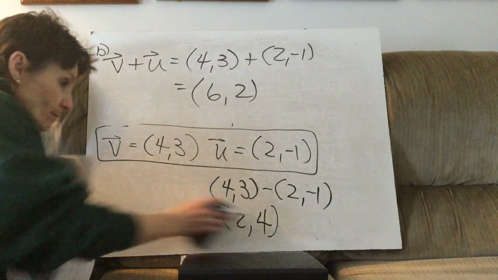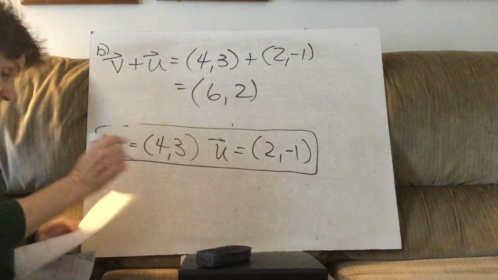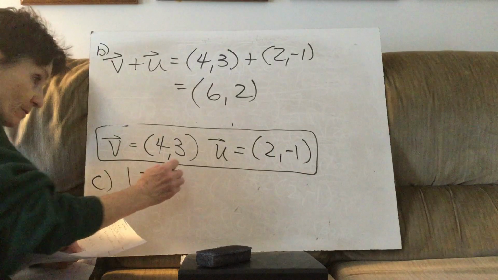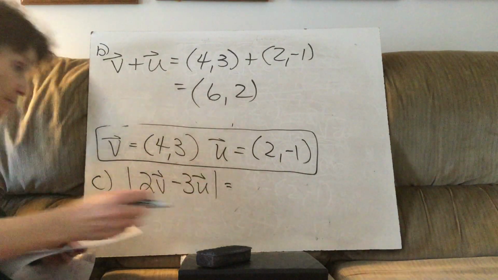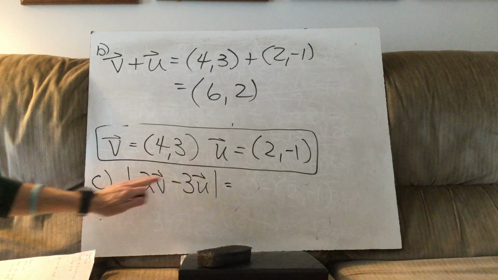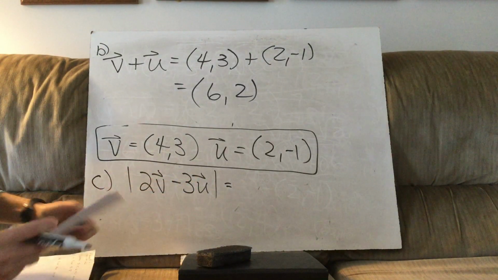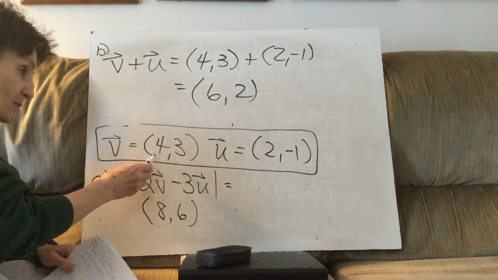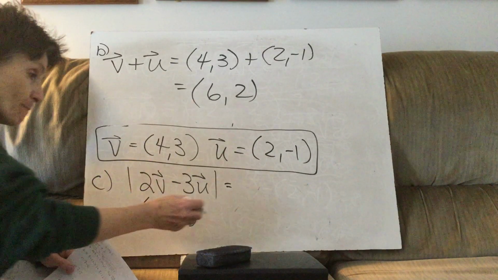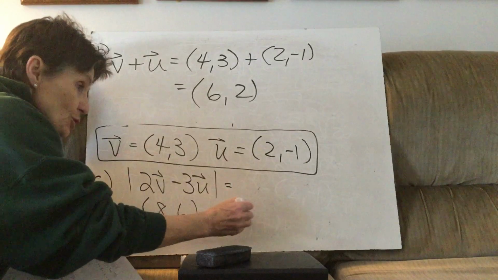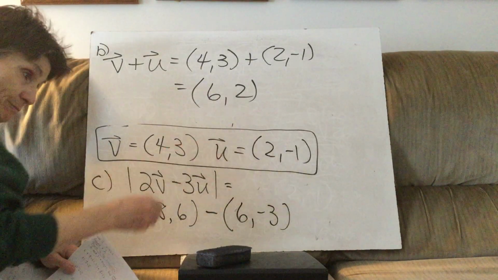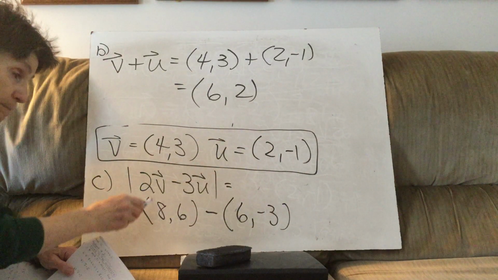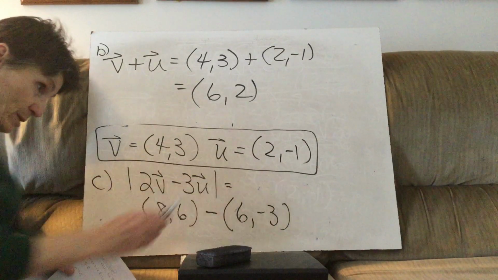Now C is a little bit bigger. C says we need to find the magnitude of 2v minus 3u. So we're going to do magnitude last. We're going to work on this part in here first. So 2v would be (8, 6), 2 times each of those, minus 3u, which would be 3 times 2 is 6, 3 times -1 is -3. So we are subtracting 2 v's minus 3 u's.